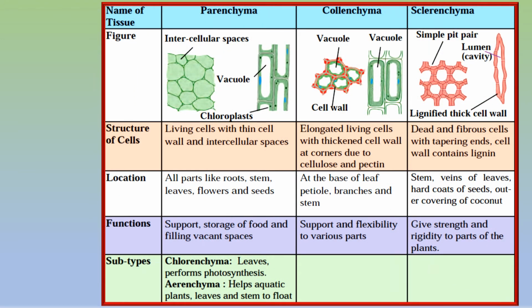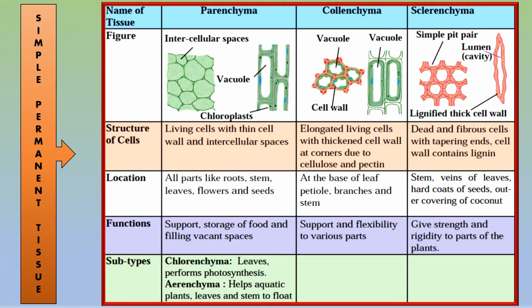The different types of simple permanent tissue are parenchyma, collenchyma and sclerenchyma. In the figure of parenchyma, there are intercellular spaces, or spaces in between the cells. In collenchyma you see elongated cells, and in sclerenchyma the shape of the cell is a little different. Now the structure of parenchyma.